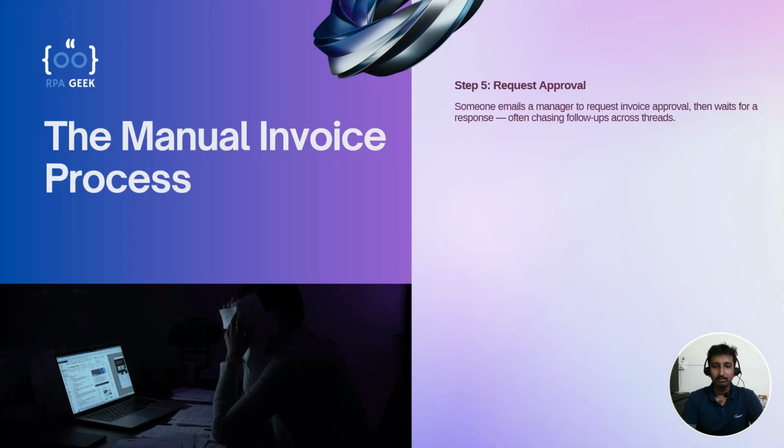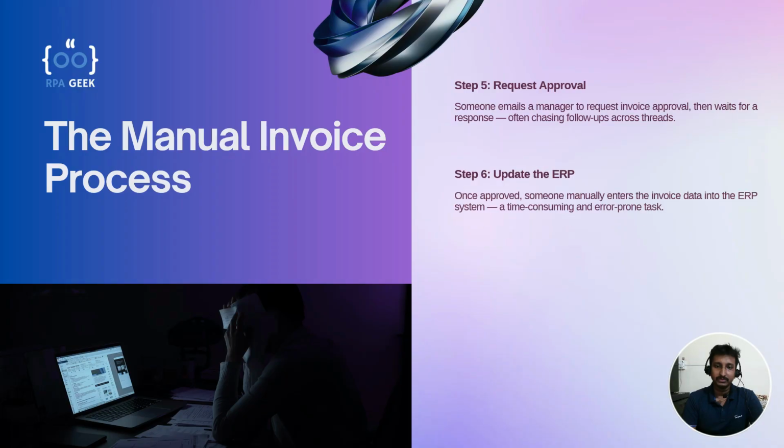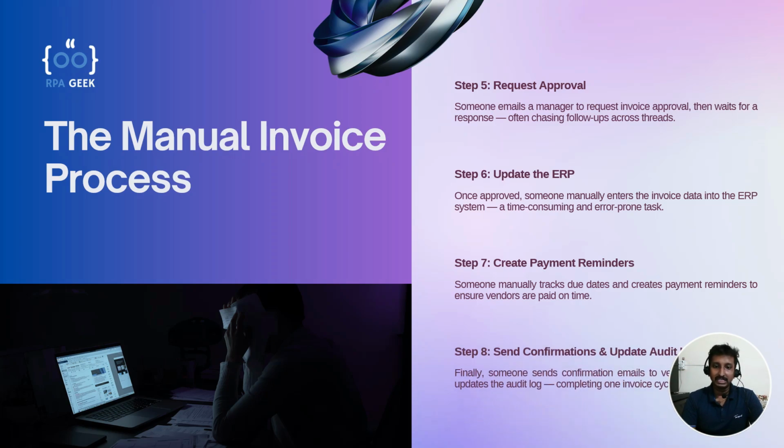Fifth is to request approval. Let's say if your invoice amount exceeds the limit, a separate manager approval is required to process the invoice. Sixth is to update the ERP database. Seventh is to create payment reminders so that the vendors are paid on time. And finally, send confirmation emails and update audit logs. Now that's quite a lengthy process, right?